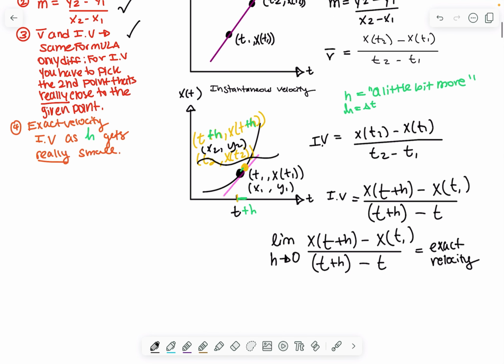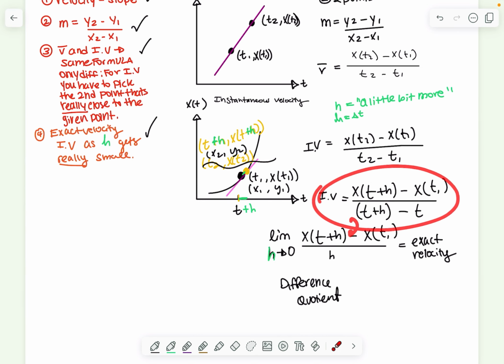This is also known as the difference quotient. And look at what happens. These t's, they cancel out. You're just left with h, and that is your difference quotient. Instantaneous velocity is not the exact velocity because technically there is still some green, there is still some difference between the points. But when you take instantaneous velocity and you limit the difference to be 0, to basically not exist, you get the exact velocity.